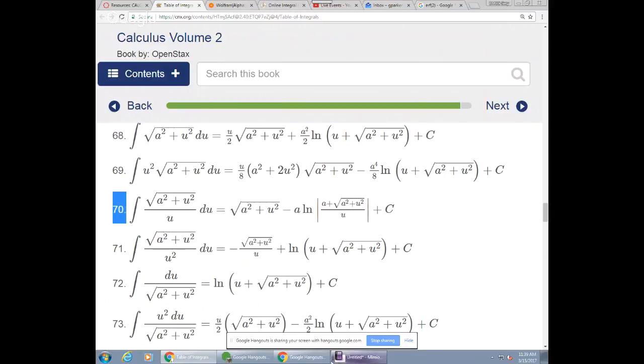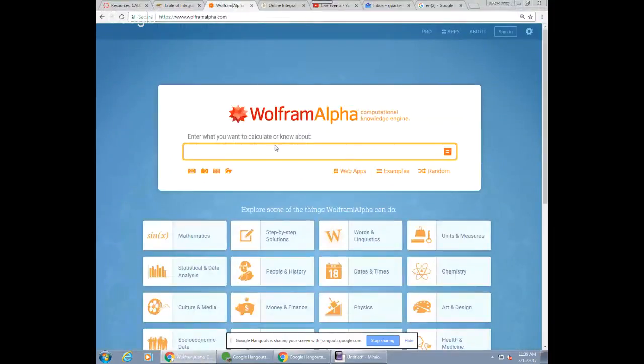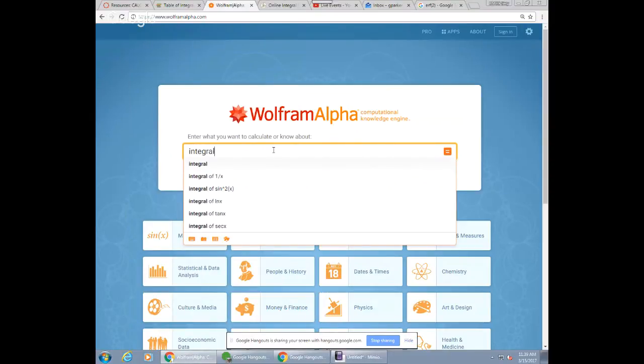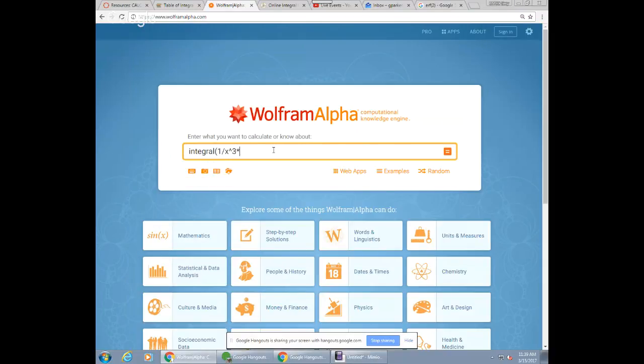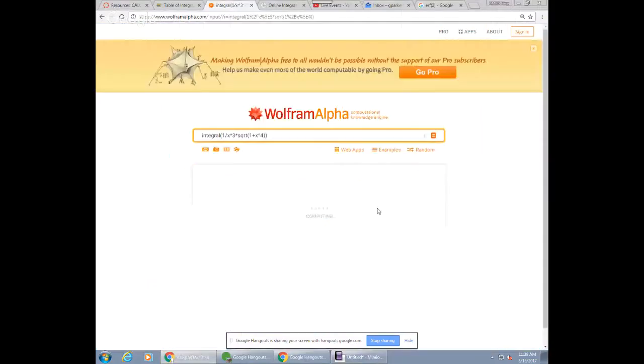So in the essence of time, because we're starting to run out, I'm going to ask Wolfram Alpha what it thinks. So let's see, which version should I give it? I guess I will give it the 1 over x cubed version, integral of 1 over x raised to the third times the square root of 1 plus x raised to the fourth. Does that look right? Double check. Yep, that'll work. Let's see what it thinks.